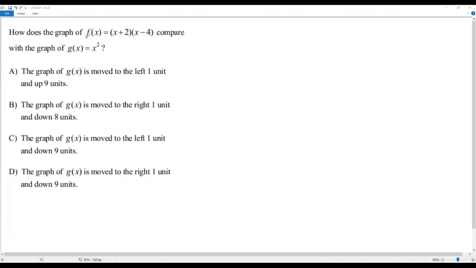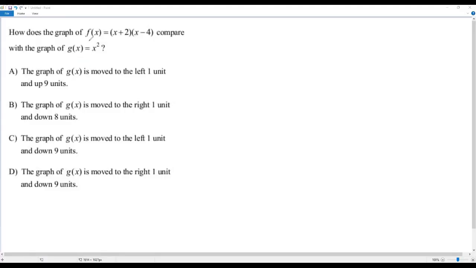Here, the function f(x) is quadratic because when we multiply this x and x, I am getting x². Since this function contains x², and this is the largest exponent we have for the variable x when we multiply these two binomials, f(x) is a quadratic function. And g(x) is also a quadratic function, but this is the parent function of quadratics. So here we compare the quadratic function f(x) with the parent function of quadratics, that is g(x) = x².